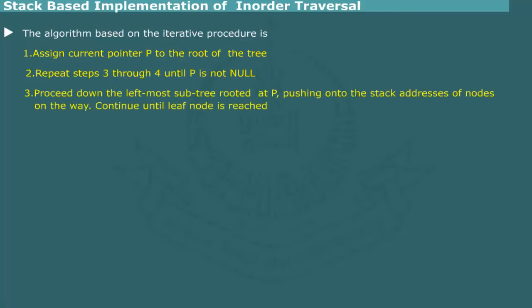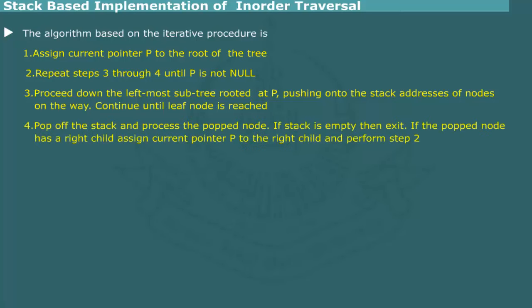Number 2. Proceed down the leftmost rooted at P, pushing onto the stack addresses of a node on the way. Number 3. Pop off the stack and process the pop node. If stack is empty, then exit. If the pop node has a right child, assign current pointer P to the right child and perform step 2.